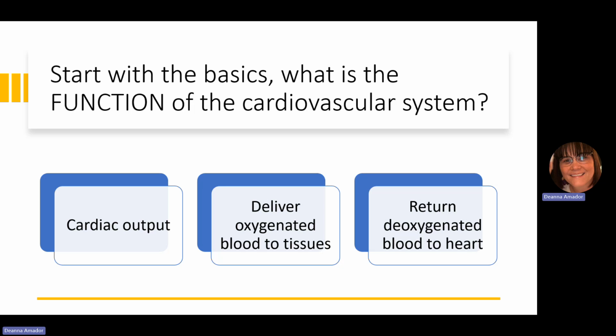The cardiac output here is how much blood the heart can eject out into systemic circulation. And then as it goes throughout the body, we're delivering oxygenated blood to the tissues and then returning deoxygenated blood to the heart.